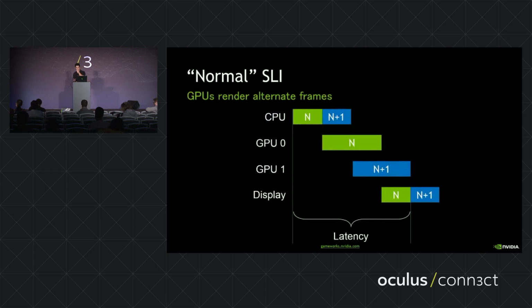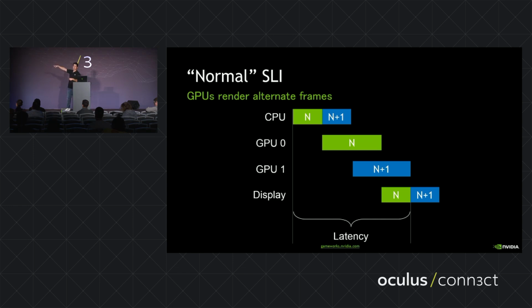This is the way that normal SLI works. When you have a non-VR display, a regular 2D display, and you're playing some game and you have two GPUs, this is the way the actual rendering happens. The CPU submits work n, where n means frame n and n plus 1 is the next frame. When it's done submitting that work n, the first GPU takes over and starts rendering that frame. Then the CPU goes to submitting work for n plus 1, and that gets assigned to the next GPU.